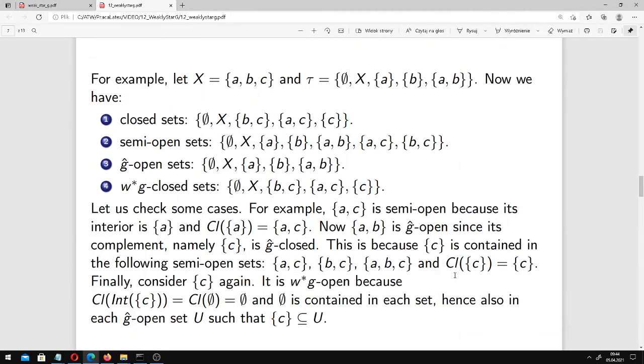And finally, consider singleton of C again. It is weakly star G closed because the closure of the interior of {C} is equal to the closure of the empty set, as you can see here, since there are no non-empty open sets contained in the singleton of C. So this closure of the empty set is the empty set, and of course the empty set is contained in each set, hence also in each hat G open set U such that singleton of C is contained in this U.